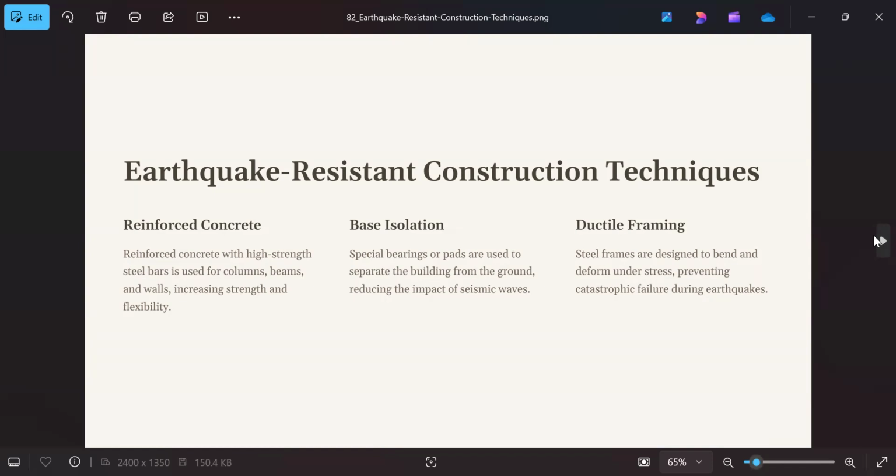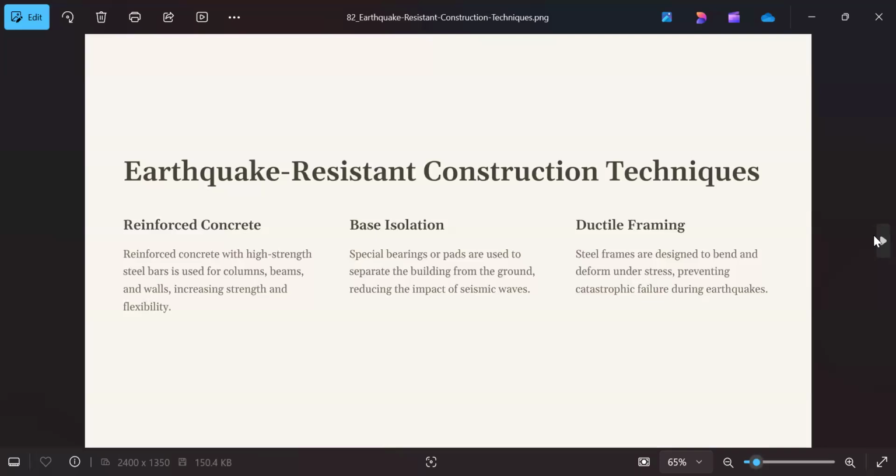Then special bearings or pads are used to separate the buildings from the ground, reducing the impact of seismic waves. This is called base isolation. Between the building floors and the ground there are special bearing pads, or you can say gaps, which are used to separate the building from the ground, reducing the impact of the waves. And steel frames are designed to bend and deform under stress, preventing catastrophic failures during earthquakes. So these are very important aspects of earthquake design.